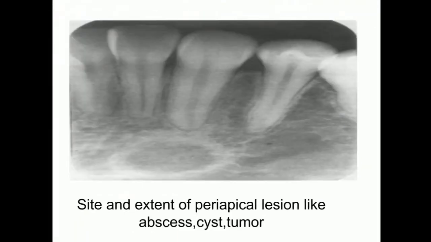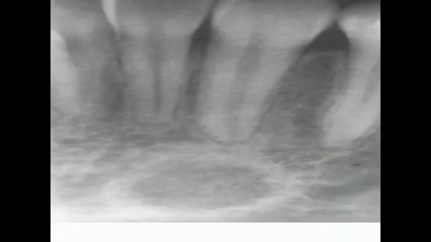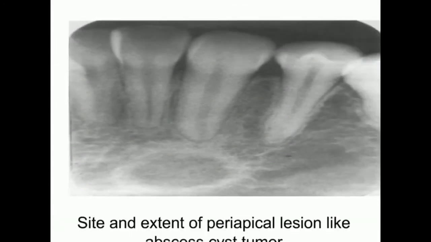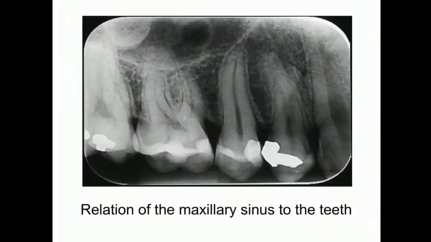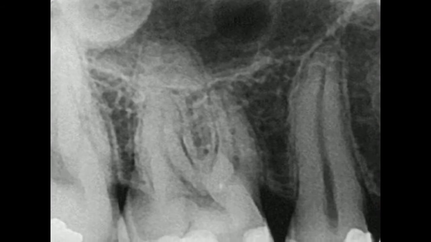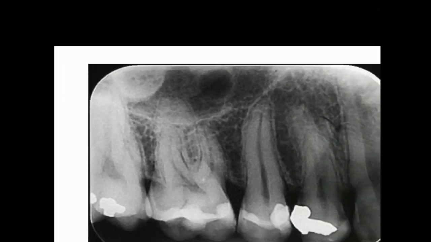Site and extent of the periapical lesion, like abscess, cyst, tumor, can also be identified by using the intraoral periapical radiograph, like this cyst in this periapical radiograph. Also, we can know the relation of the maxillary sinus to the teeth. This is the inferior border of the maxillary sinus, which is related to the root of the maxillary teeth.